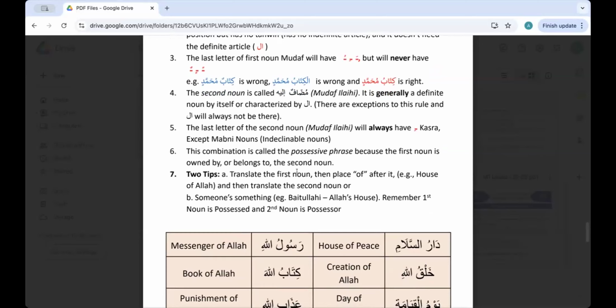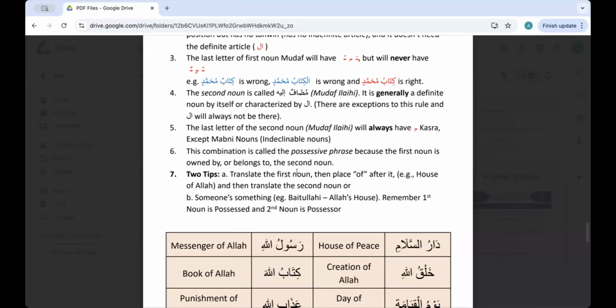The last letter of the second noun, mudaf ilayhi, will always have kasra, except mabni nouns, which are indeclinable. You know a lot of mabni nouns, so they're not going to change. And the next rule: the combination is called a possessive phrase because the first noun is owned by, or belongs to, the second noun, which I should have explained at the beginning. So the mudaf ilayhi is the possessor and the mudaf is the possessed.